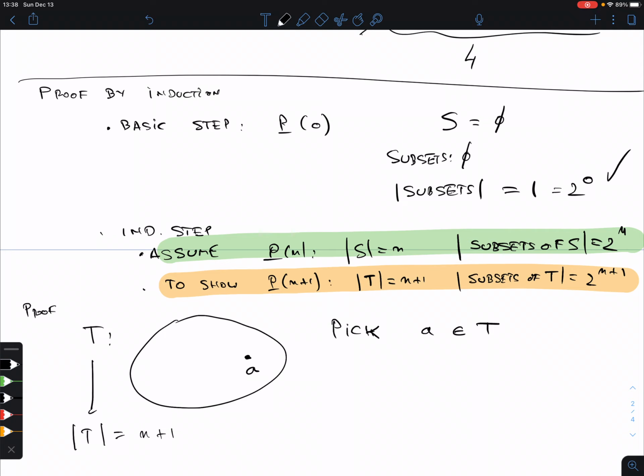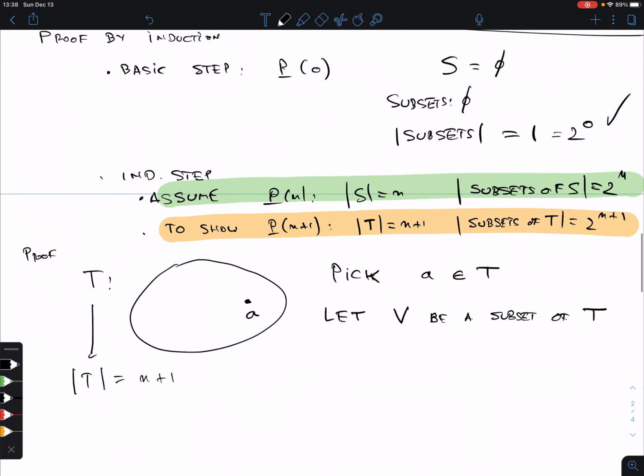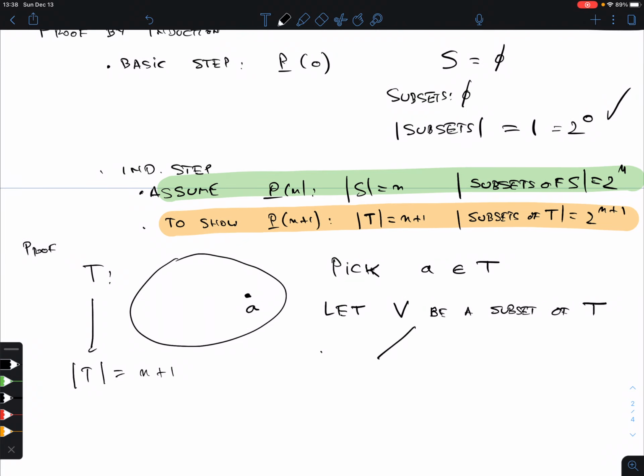Now I'm going to let another letter, let V be a subset of T. So V is some subset of T. Now there are two possibilities, before I draw the V. Either A lies in V or A does not lie in V. Correct, right? It's either that or that.